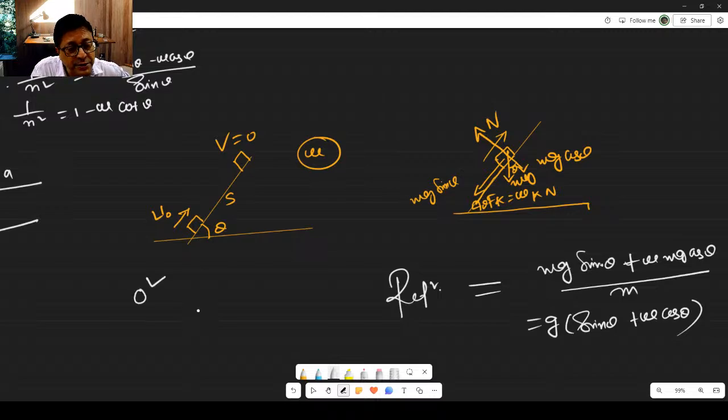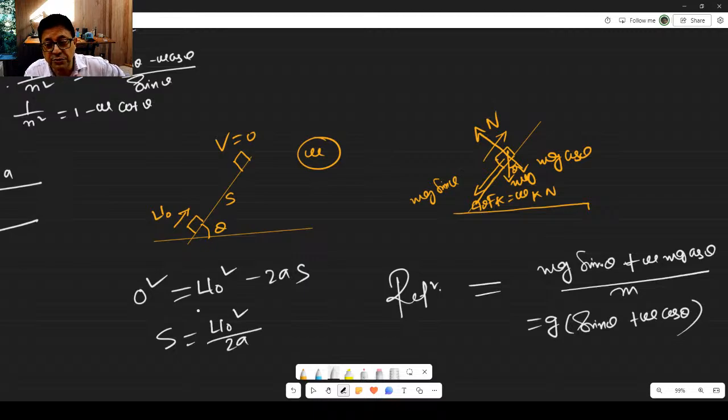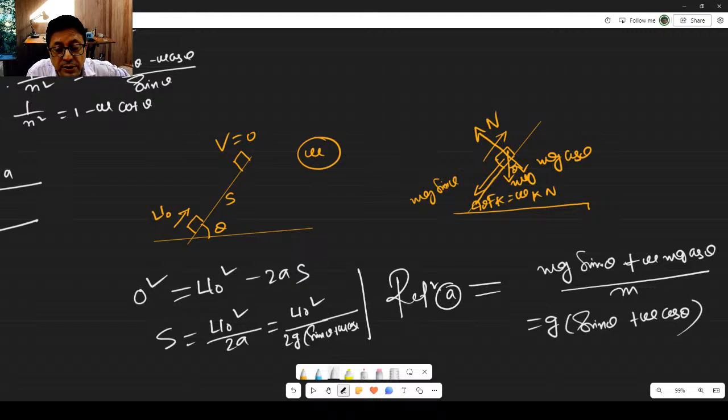So how to find S? 0 equals u0 squared minus 2aS. S is u0 squared by 2a. The retardation a you got, so S equals u0 squared divided by 2g (sin theta plus mu cos theta). Isn't it? Understood? This way we can find the distance traveled if it is thrown upward.